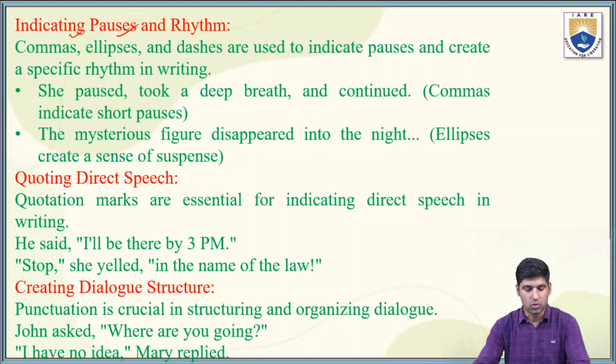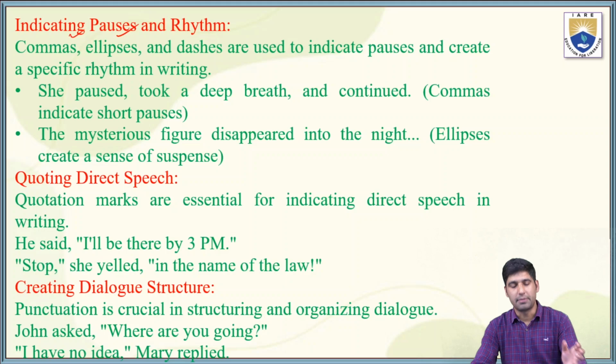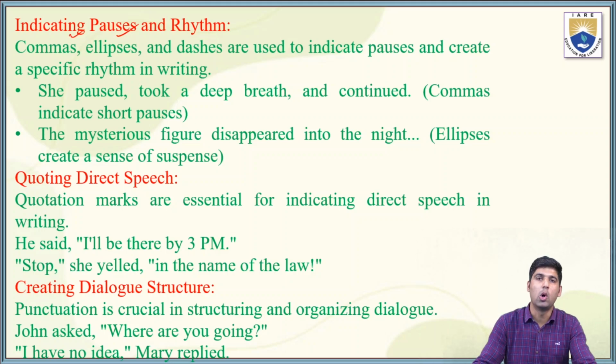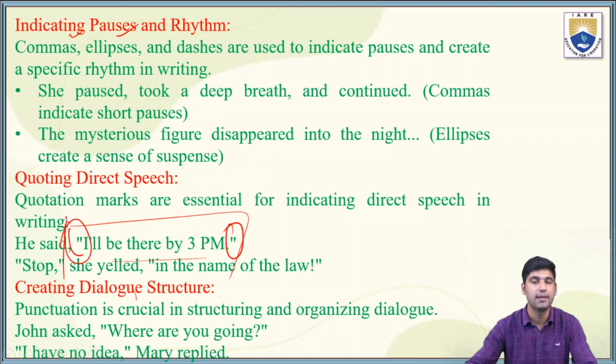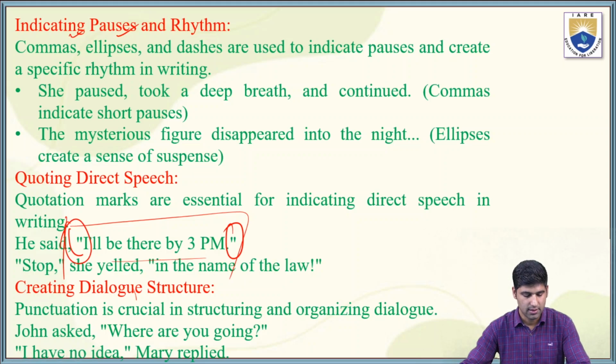Then, quoting direct speech. Sometimes we are quoting the direct speech of a person. For example, if anybody has spoken anything, we quote any statement in inverted commas, in quotation marks. Like, he said, "I will be there by 3." Now these are his words and they are put in these commas. So we call these commas quotation marks.